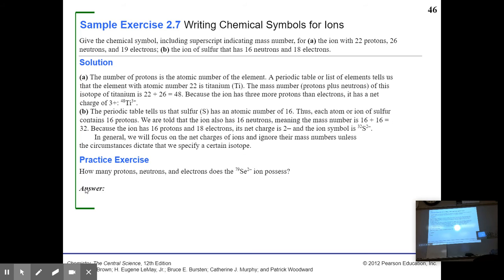So up here at the sample exercise, we are to give the chemical symbol, including the superscript indicating the mass number. This is nothing new, we did this before. For the ion, that is where it's different. We're going to be writing chemical symbols, but this time we're doing the ions. We have an ion with 22 protons, 26 neutrons, and 19 electrons.